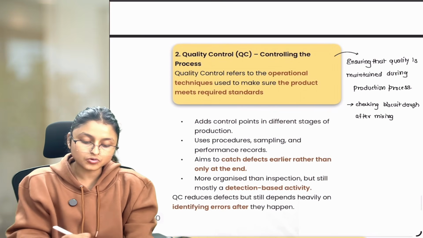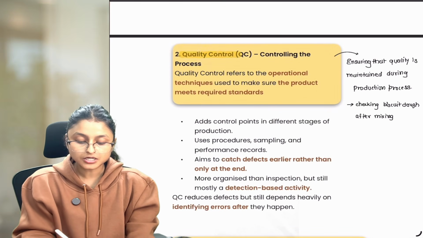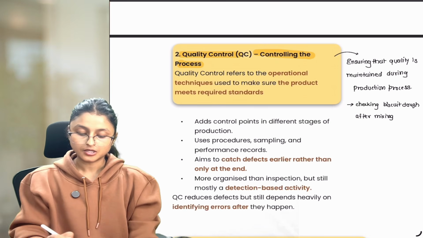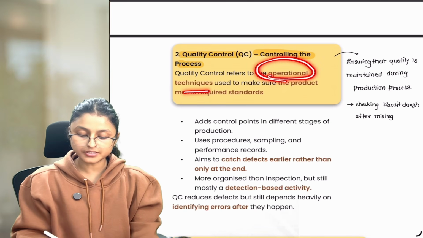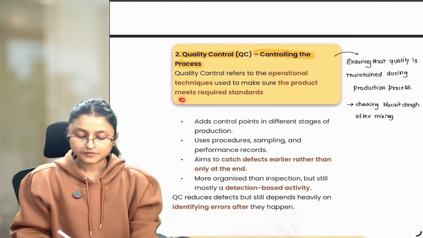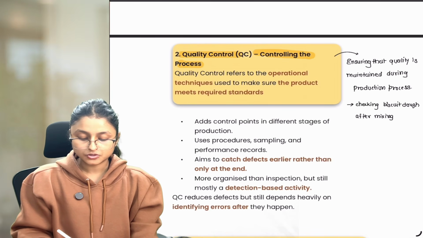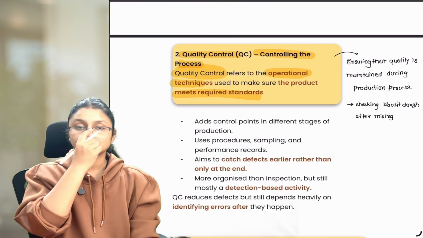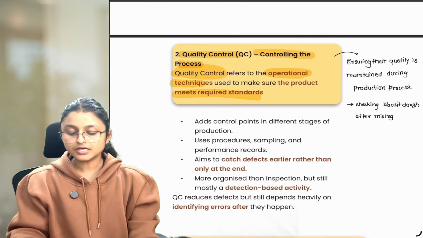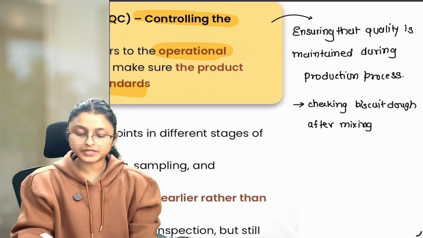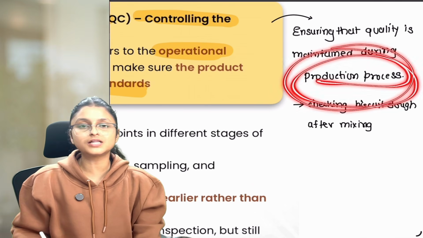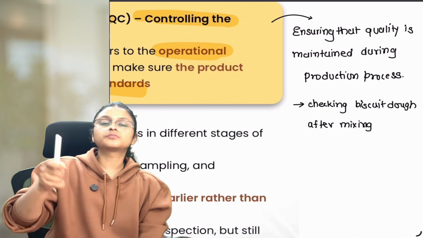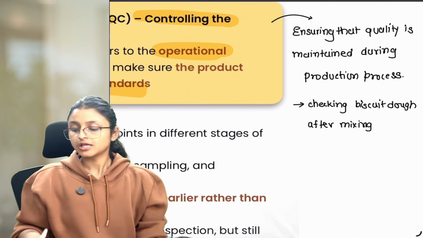And that is how quality control was developed, controlling the process. Now we are focusing on the process. Quality control refers to operational techniques used to make sure that we meet the required standard. To meet the required standard, we are using some operational technique, and that is known as quality control. Here we are trying to ensure that quality is maintained during the production process itself. We are not waiting for the final product. In the production process itself, we are going to check the product.